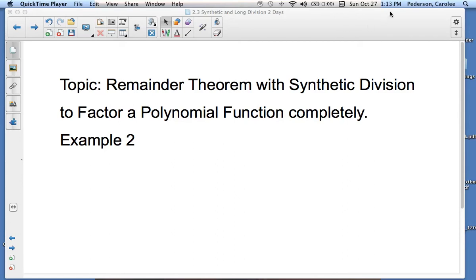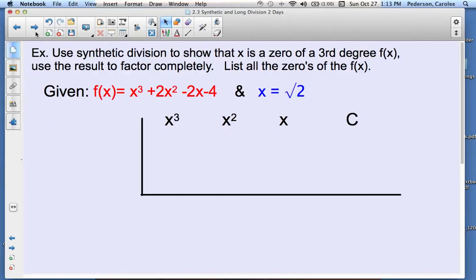Here's a second example of the remainder theorem with synthetic division. This one's a little bit more challenging because the factor does have a radical. So here's our example. Use synthetic division to show that x equals the square root of 2 is a zero of a third degree polynomial. Use that result to completely factorize it. And then this time let's list all the zeros of the function.